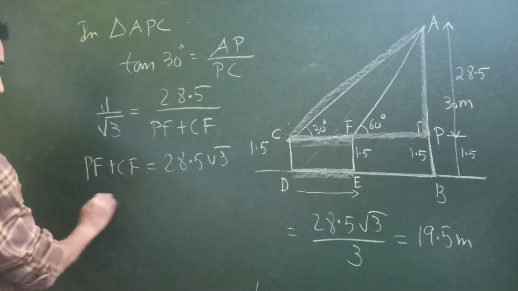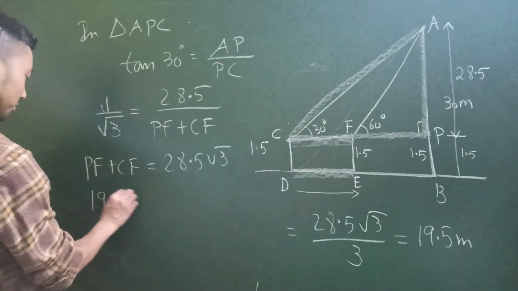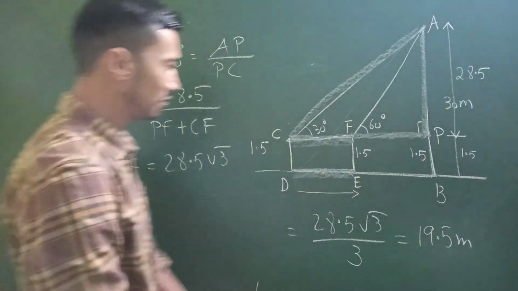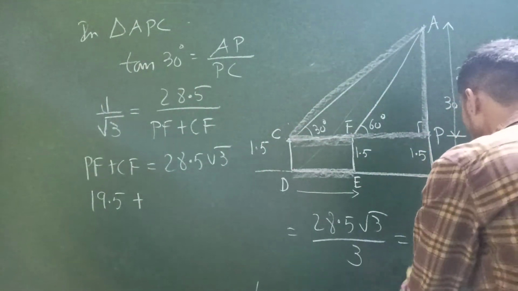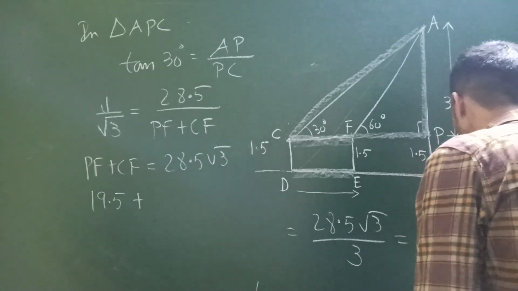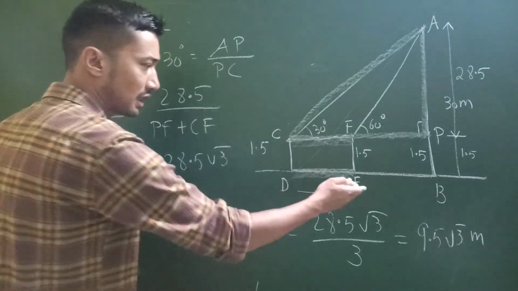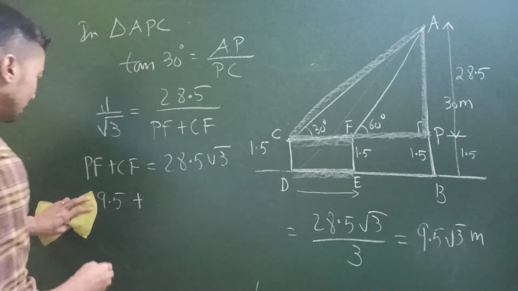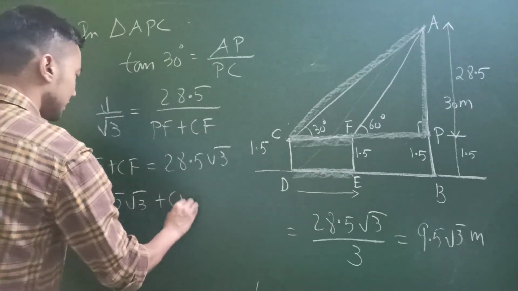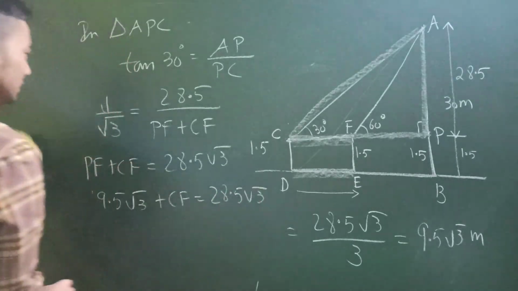Now PF we calculated, this was PF, wasn't it? Sorry, a small mistake there. I think it was 9.5 because 3 9s are 27. Yeah, 9.5 root 3 meters. So 9.5 root 3 plus CF is equal to 28.5 root 3.